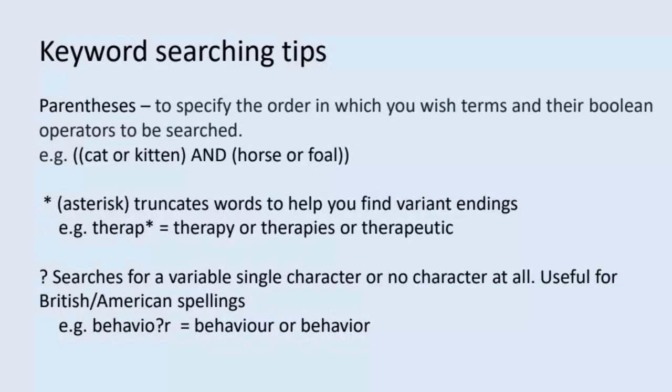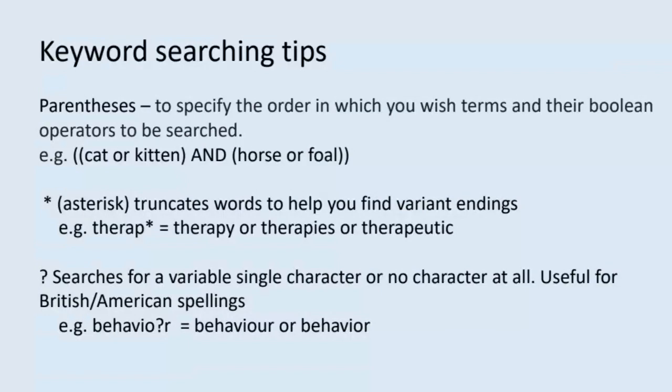The next tip is the question mark, or a wildcard. This does vary in different databases, but what the wildcard does is something similar to the asterisk, but not the same. It gives you the option to use the wildcard character, in this example a question mark, within a keyword, and that will replace either a different character or no character at all. This is really useful for British and American spellings. The example we've got here is the word behaviour, which in US English is spelt without the U, and in UK or British English is spelt with a U.